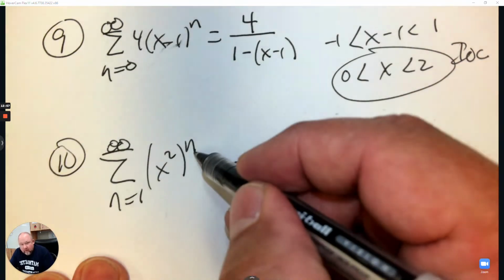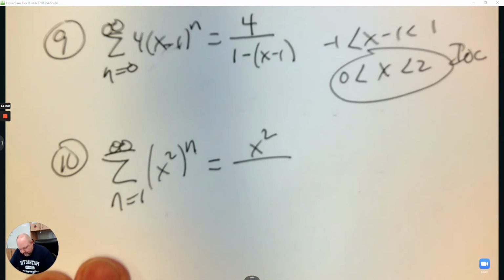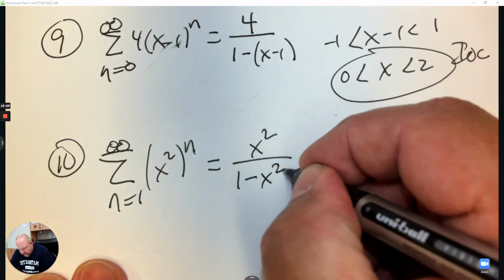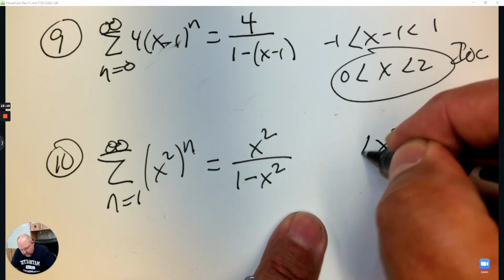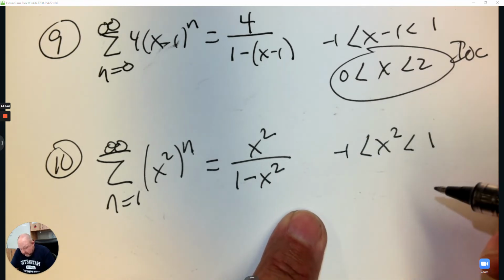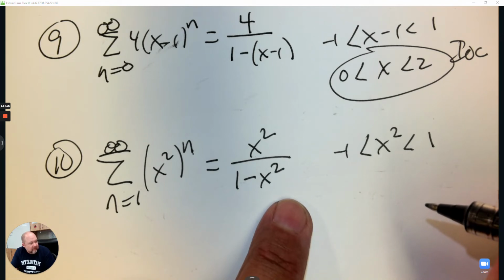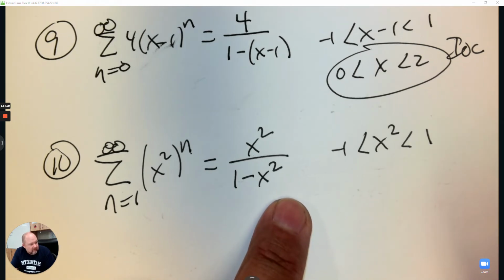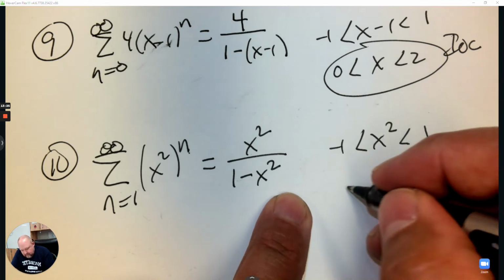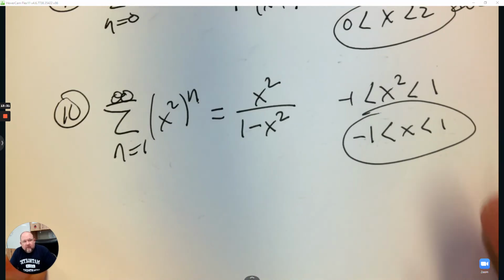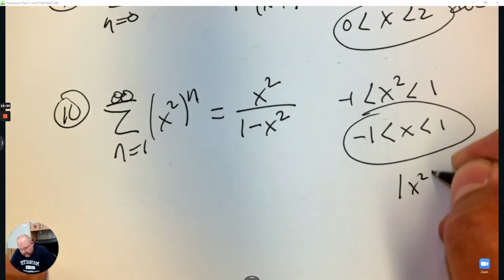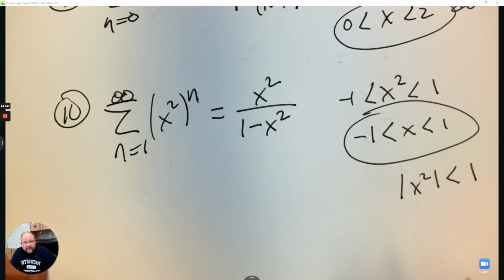So don't assume, plug in 1 and you get x squared. And then 1 subtract the common ratio. And then x squared between -1 and 1, square root. And you still get this answer. And it's really the absolute value of x squared. It has to be less than 1. So between -1 and +1 would answer that.